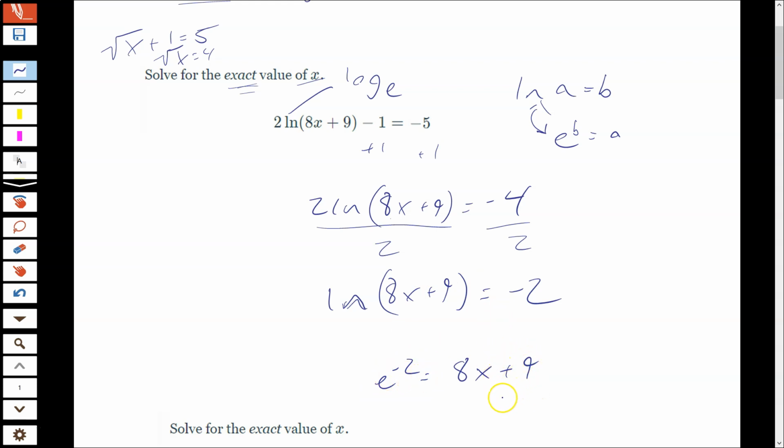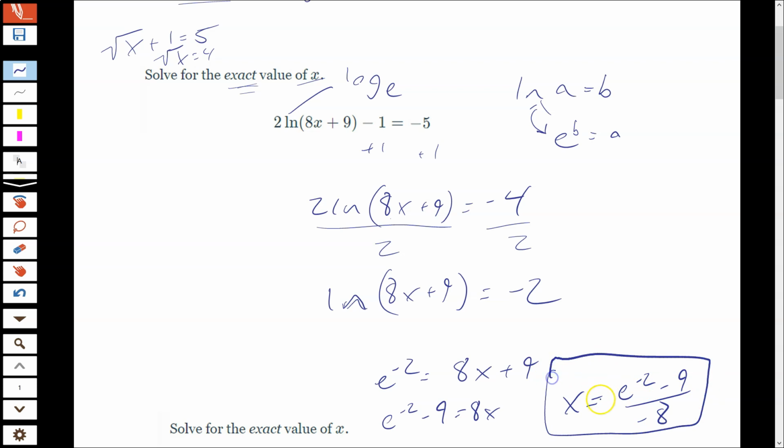So what that's going to look like, so we do -9 on both sides and get e to the -2 minus 9 equals 8x. And then I'm going to divide by 8, just like I would always. So my final answer is going to be x equals e to the -2 minus 9 over -8. And I'm going to type it in exactly like that, so this is my solution. So x is isolated and my answer has an e in it. That's going to be true for all of the problems you solve in this little lesson.